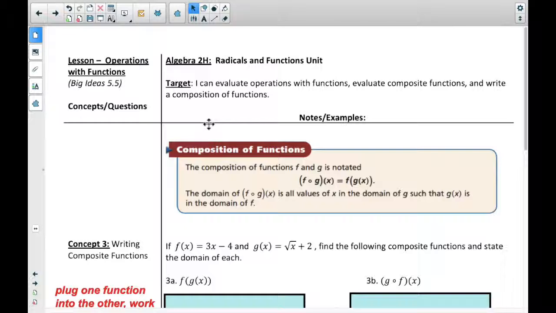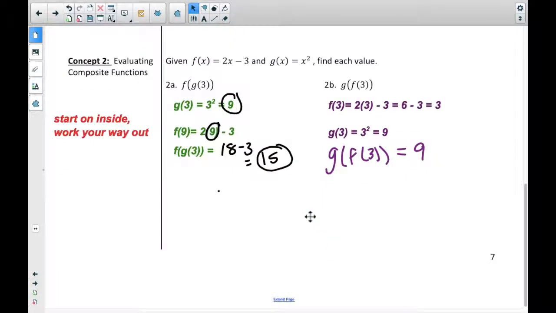On the previous page, let me go back to the previous page for a second. On the previous page, we were looking at f of g of 3, or g of f of 3. There was a number involved. On the next page, instead of having a number, we're going to look at something like g of f of x, where we don't have a number involved. So we're not plugging numbers in. We just have variables. So that's what's going to be on the next page.